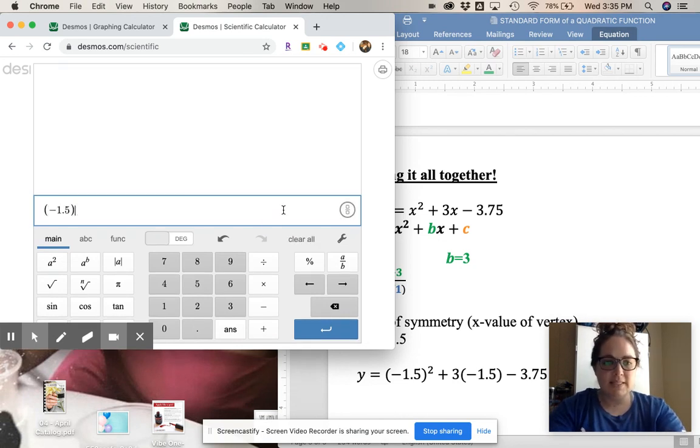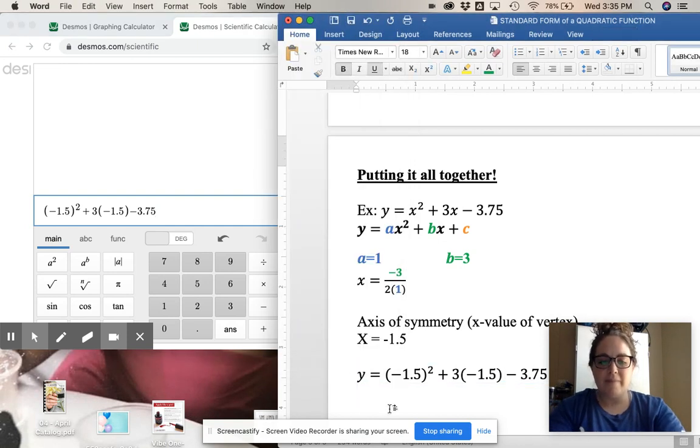So I'm going to type it in exactly as I wrote it. Remember, press this button right here to get the squared. Oh, look, it came out as a whole number. That's awesome. So I got negative 6. So that means that my vertex is negative 1.5, because that was the x value that I plugged in, comma, negative 6, because that's the y value that I just got.